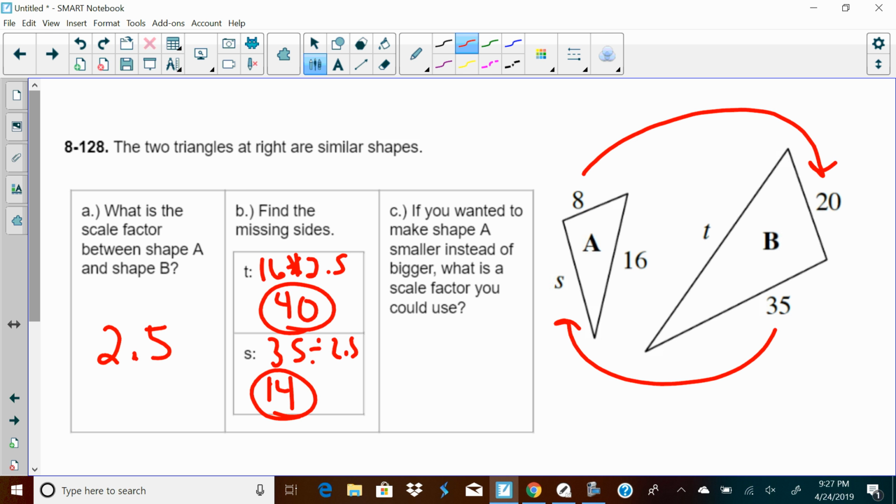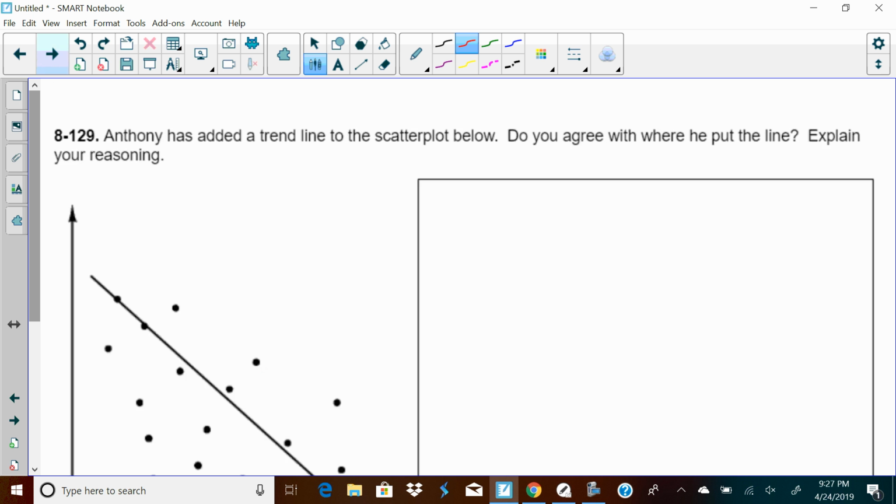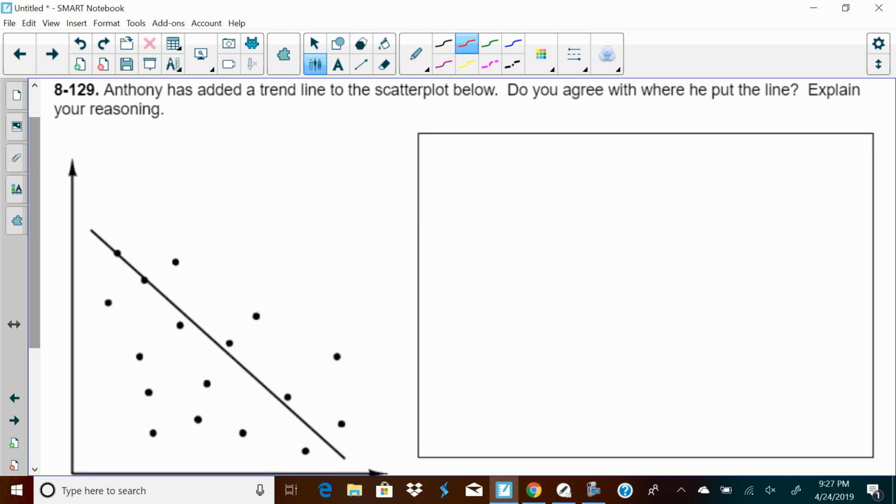And then C says, if you wanted to make shape A smaller instead of bigger, what is the scale factor you could use? So it's any number less than 1. Anthony has added a trend line to the scatter plot below. Do you agree where he put his line? I think it's pretty good. Could be a little lower. So I think yes, it's in the middle of the data.